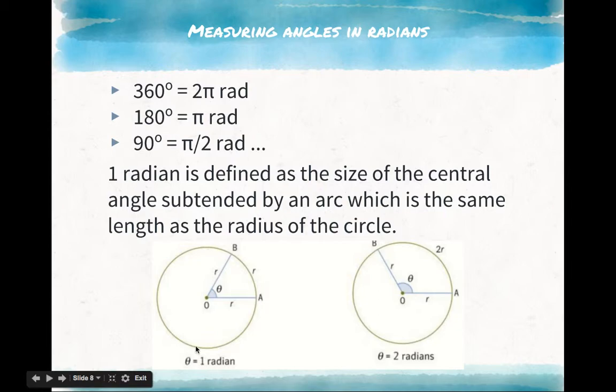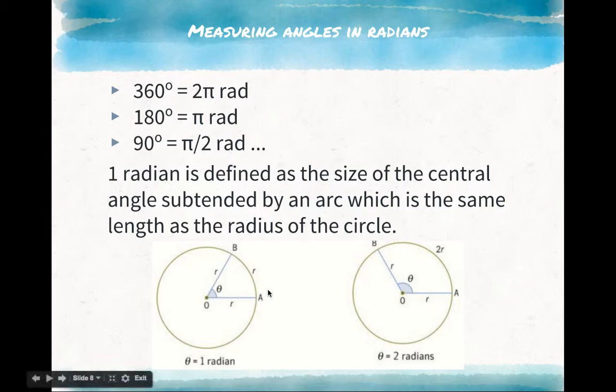So I have a circle, this is a radius, and 1 radian is going to be equal to the length of this arc that has the same measurement as the radius. So this arc length is going to be r. It's the same as the radius, which is r.